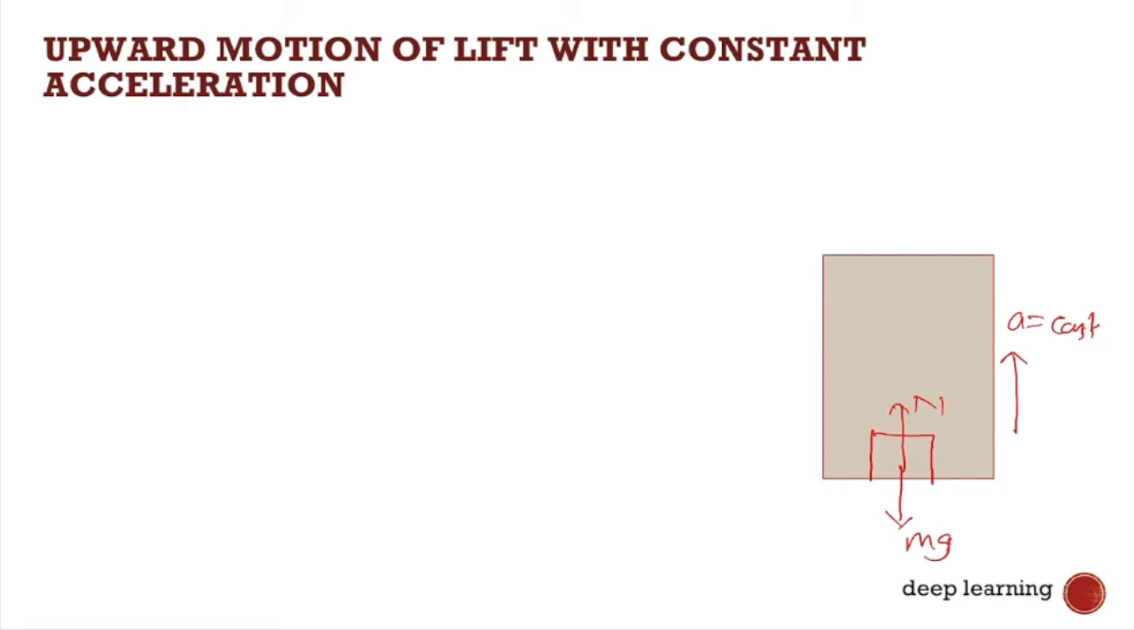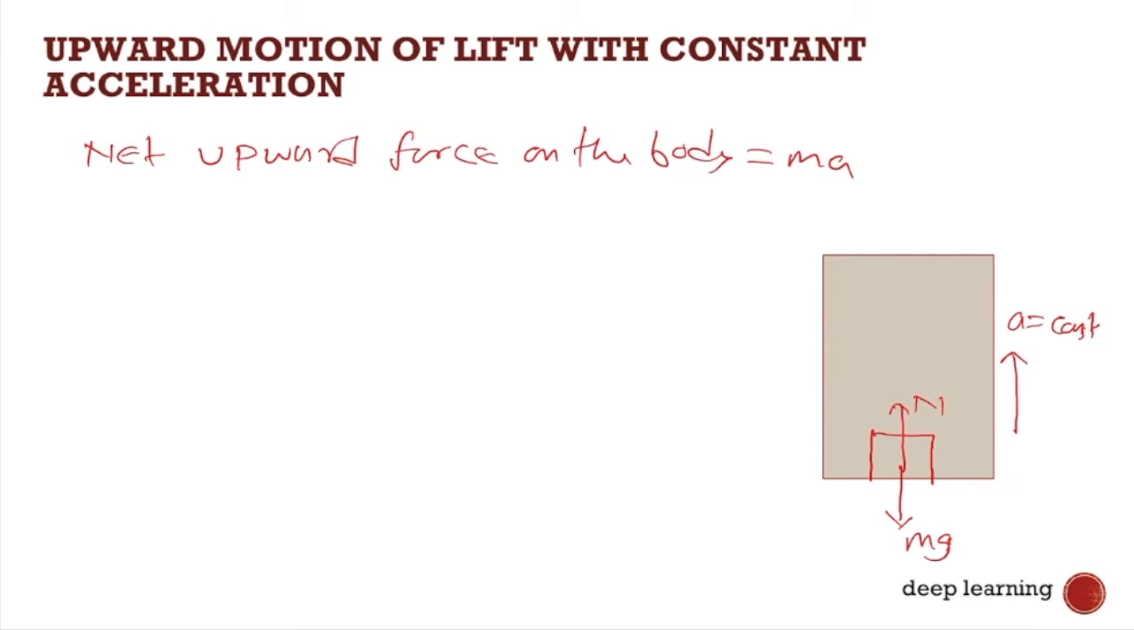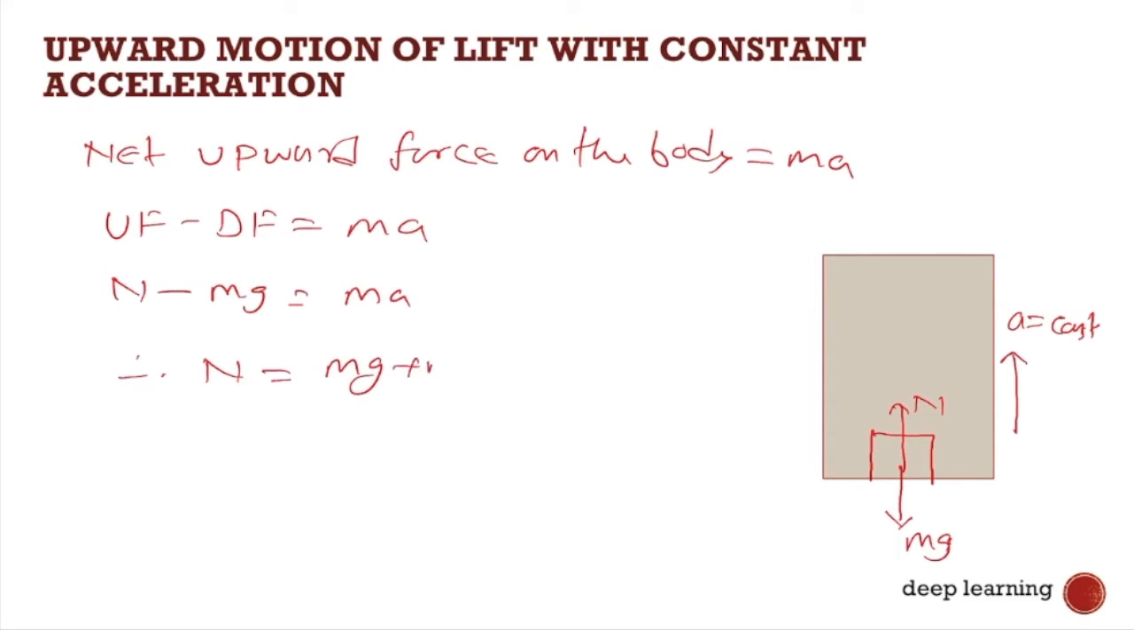As we know that the lift is moving upwards, we need to discuss the net upward force. The net upward force on the body must be equal to ma. Upward force minus downward force must be equal to ma. The upward force is clearly capital N and the downward force is mg, so N minus mg is equal to ma. So we can say N is equal to mg plus ma, or m times (g plus a).